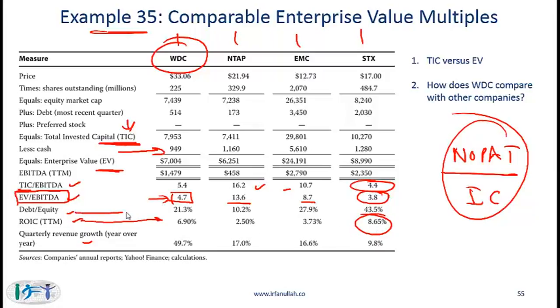But when you look at the debt to equity ratio, the debt to equity ratio for STX is more than twice the debt to equity ratio of WDC. So while STX does seem to have more attractive multiples and a better ROIC, it also appears to be a lot more leveraged, so probably more risky. And then if you look at the growth rates, the quarterly growth rate, 49.7% for WDC. So absent any other information, this looks very attractive relative to the other options over here.